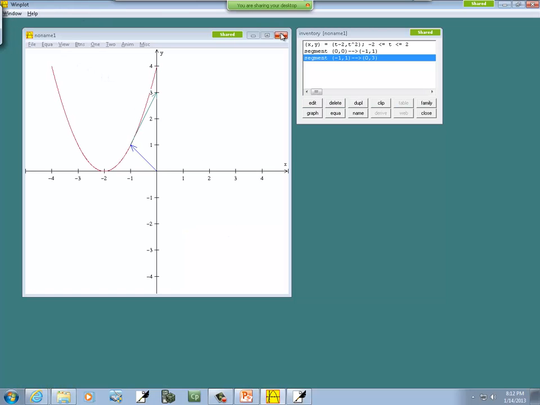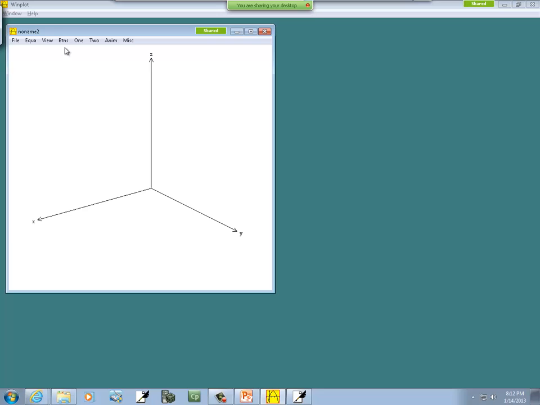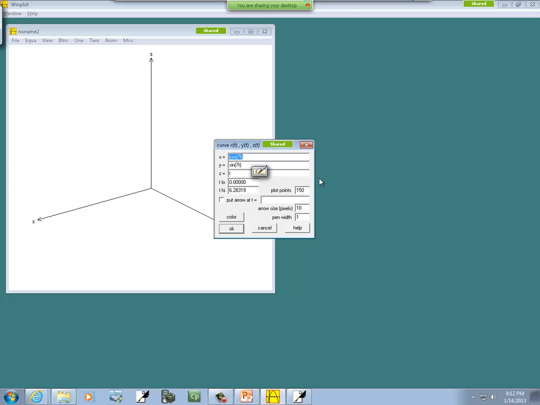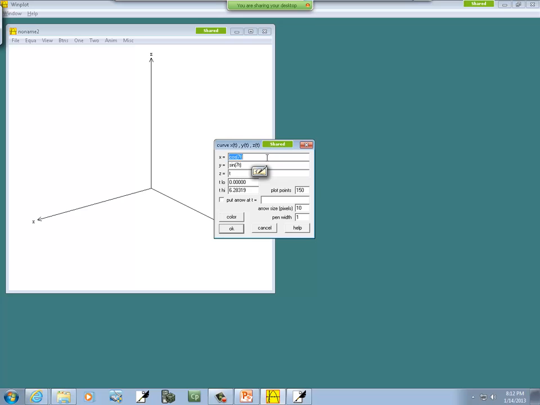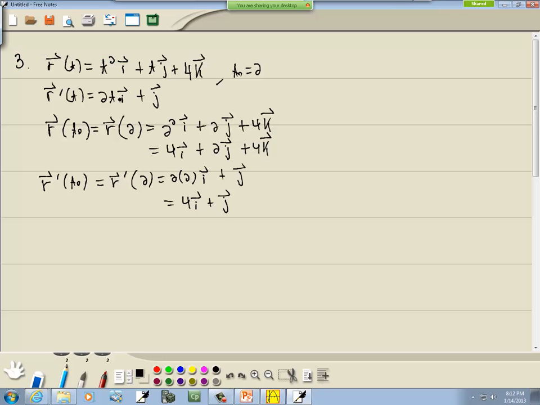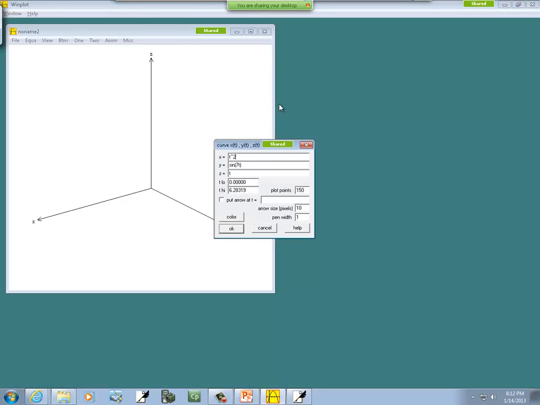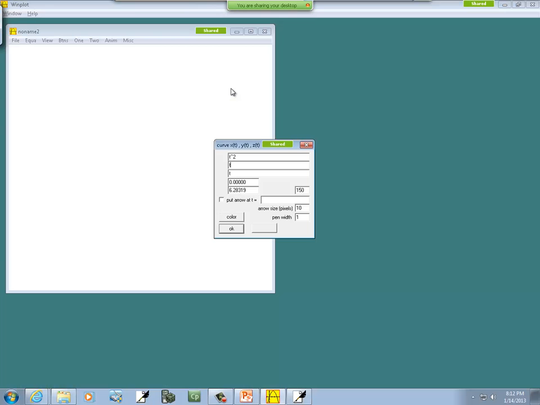So I'm gonna close that, I guess. I'll do a window, 3 dimensions. Do an equation and then choose curve. And I know you can't see this, but I'll just describe to you what I'm entering. So for the x equals, we're going to put in the number before i, which is t squared. So I do t char 2. The y will be t. Y is whatever's before your j. And then whatever's before your k is going to be your z. So z is equal to 4. So put 4 in for z.